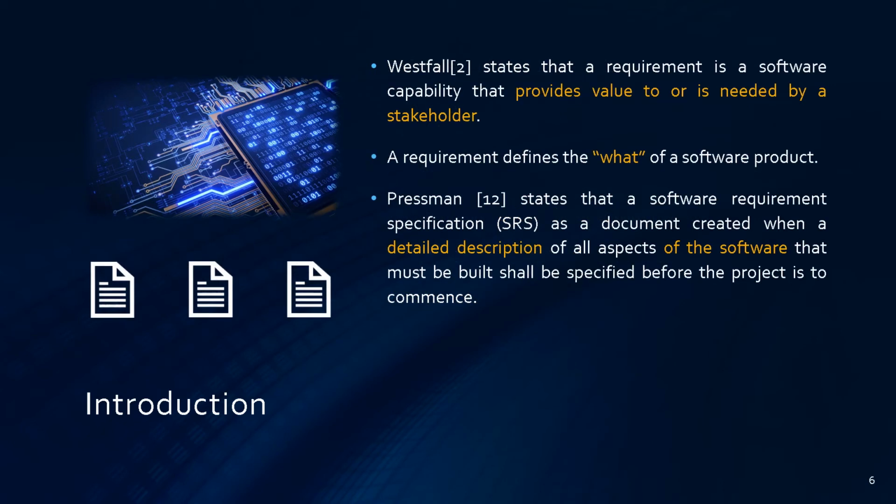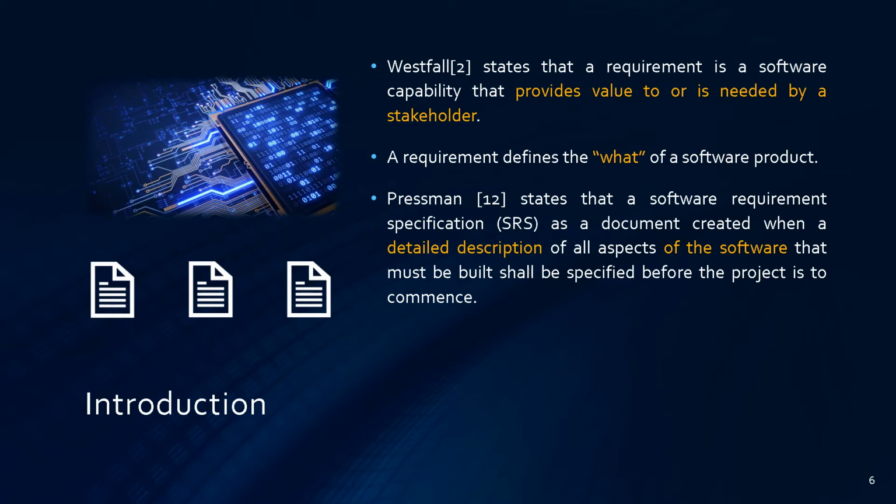One of the definitions of requirements is that it is a software capability that provides value to or is needed by a stakeholder. That is, the requirement defines what the software product must do. Additionally, the definition of software requirement specification is a document created when a detailed description of all aspects of the software must be built shall be specified before the project is to commence.